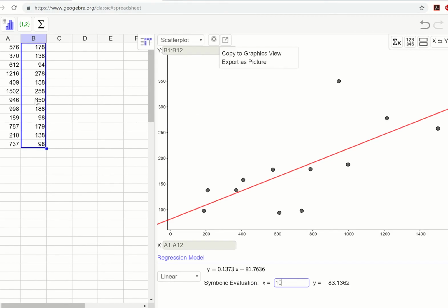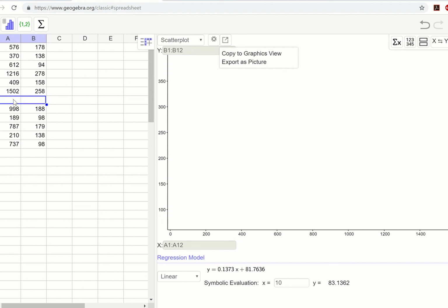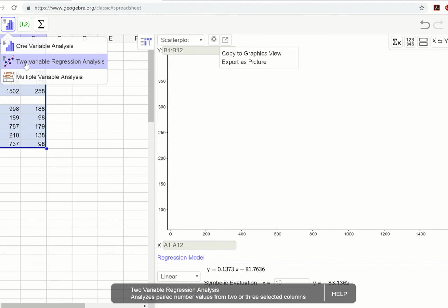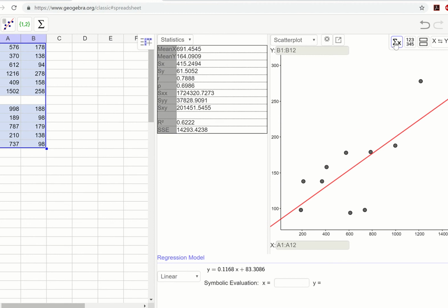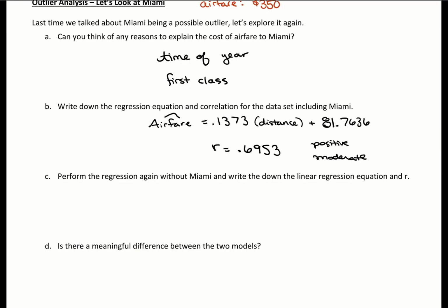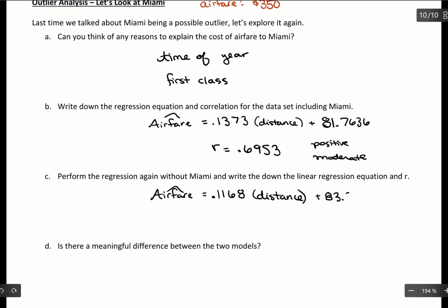So in GeoGebra, what we'll do is just delete Miami, and then go through this process of highlight everything, two variable analysis. There's our equation, and let's get out our value for R, which is 0.7888. So our new equation for airfare is 0.1168 times distance plus 83.3086. And then R is 0.788.